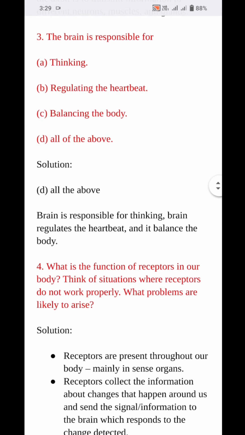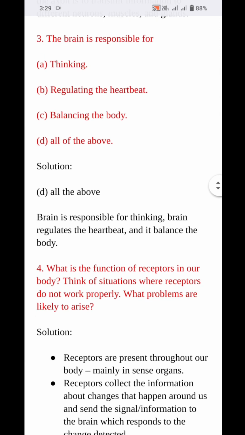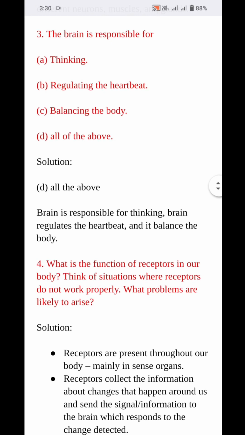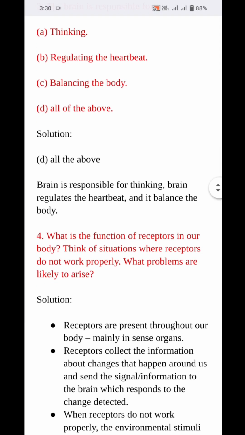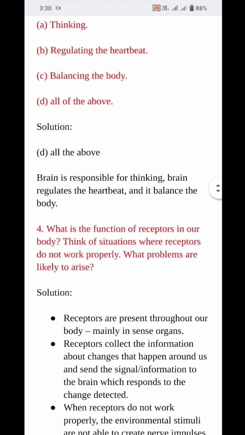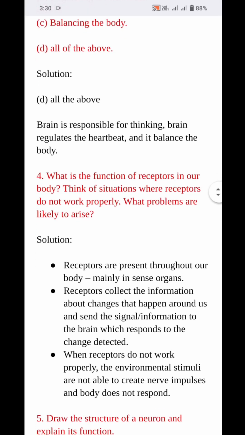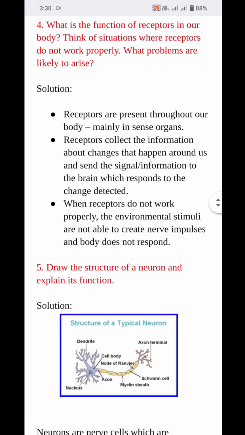Question number 3. The brain is responsible for A. Thinking, B. Regulating the heartbeat, C. Balancing the body, D. All of the above. Answer all of the above. Brain is responsible for thinking, regulating the heartbeat and balancing the body.